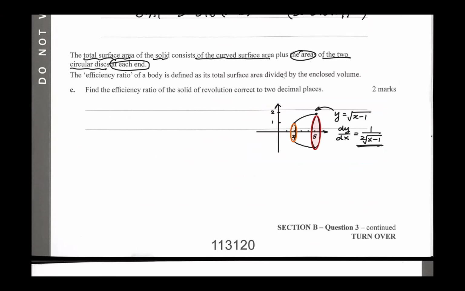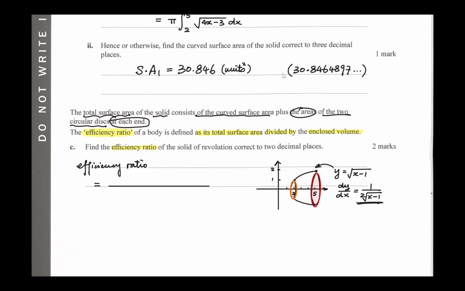The question introduced an idea of efficiency ratio or efficiency index of a body, defined as its total surface area divided by the enclosed volume. So we want to find the efficiency ratio. Efficiency ratio is equal to the curved surface area. Let's just make some annotation here. So the green part, we actually calculated that from above.